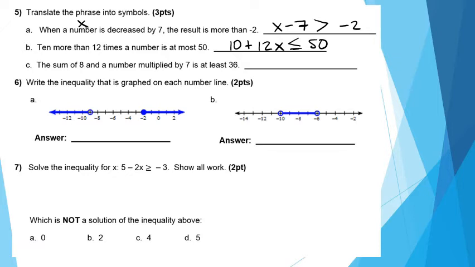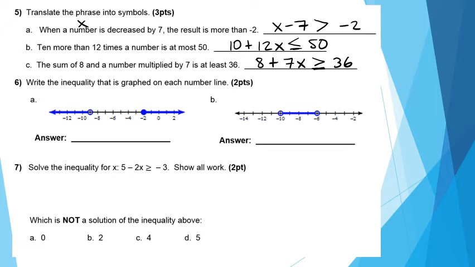And C, the sum of 8 plus a number multiplied by 7, 7x, is at least 36. So again, it could be greater than or equal to 36. Now for 6, we're going to write some inequalities.